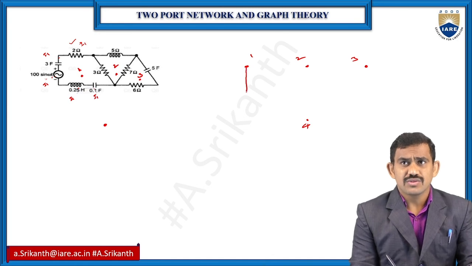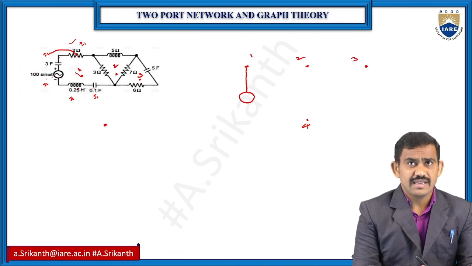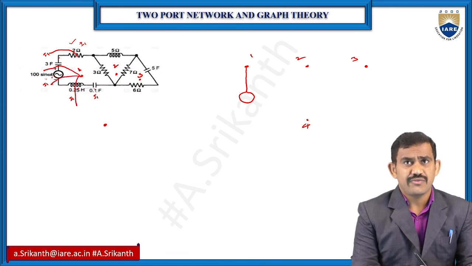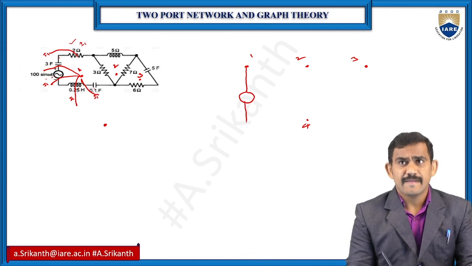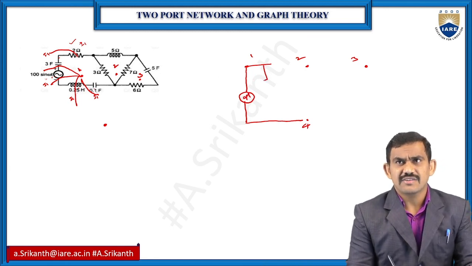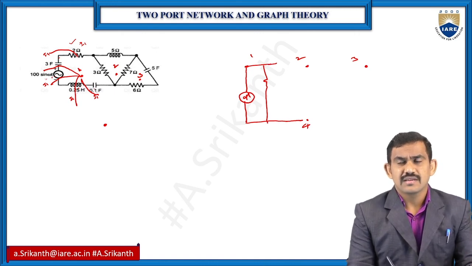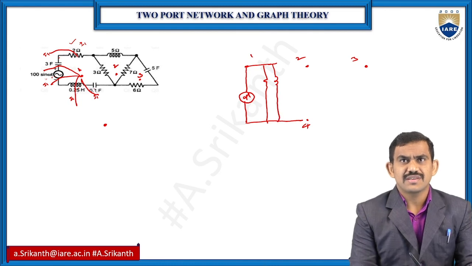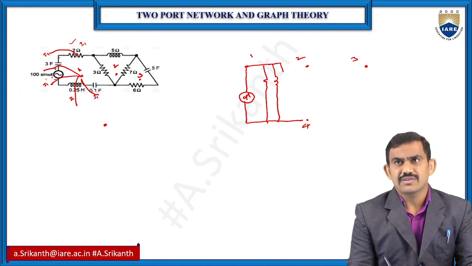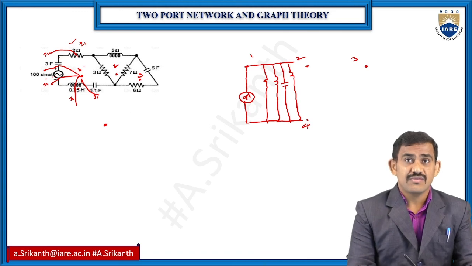So node 1 to the reference node, each has one current. So that is the current source, and then go for the resistor. Resistor converted to conductance, and the capacitor converted to inductor. Here the inductor, inductor converted to capacitor, and one more capacitor, again capacitor converted to inductor. So between node 1 and the reference node I have 5 elements.